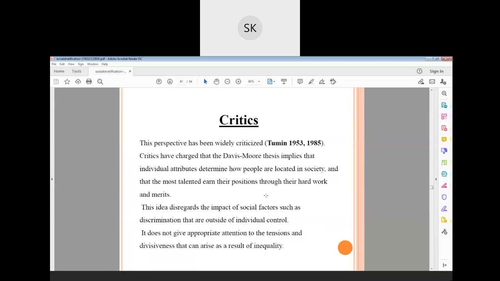Critics have charged that the Davis-Moore thesis implies that individual attributes determine how people are located in society, and that the most talented earn their position through their hard work and merit.